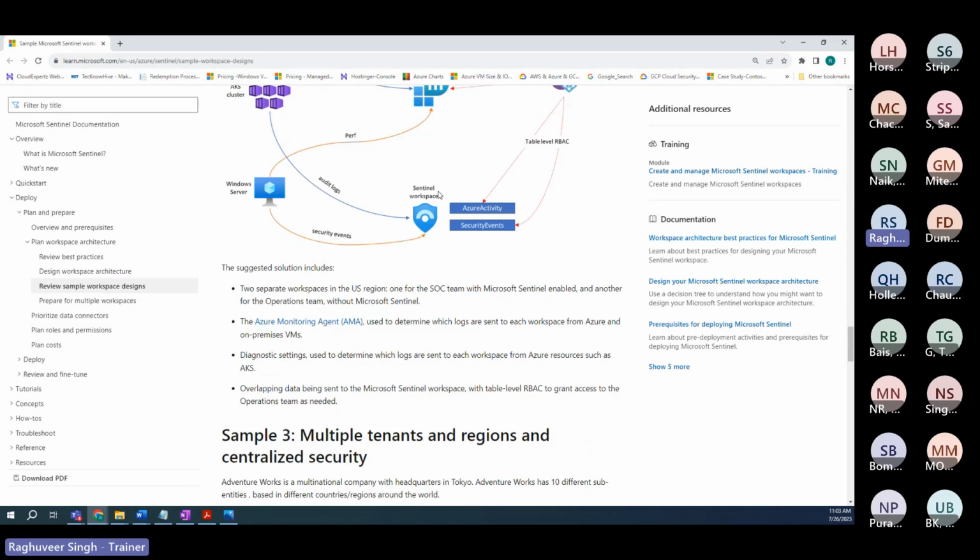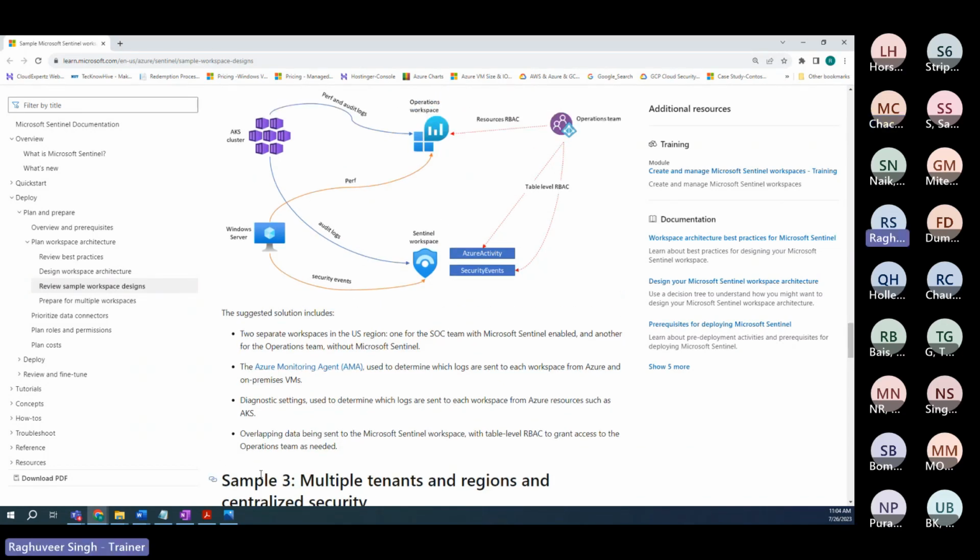Any question on this? Is this table level RBAC kind of read-only access? RBAC is RBAC. I'm saying in RBAC, you can decide read-only or administrative, both. I just want to understand this term, table level.